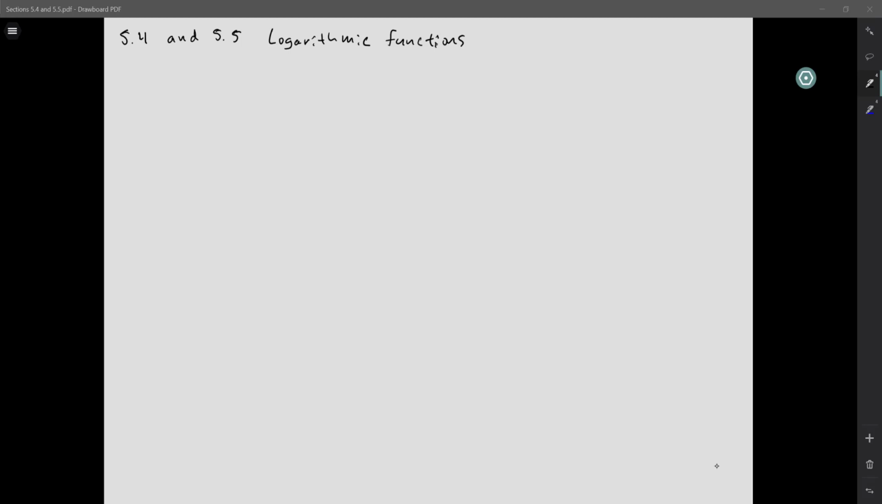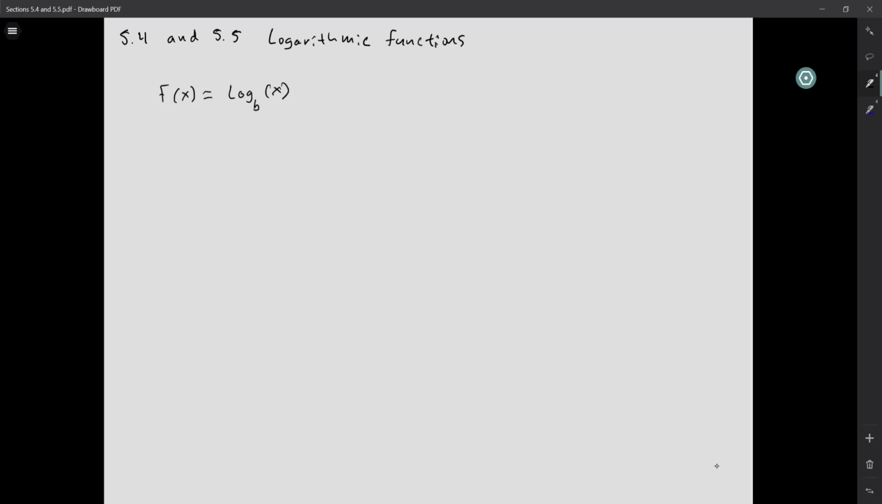Alright, to finish what we started in the last video, we have the other side of the coin for exponential functions, logarithmic functions. And they'll usually take the form f of x equals log base b of x. That's the notation, but we should go over what it means.